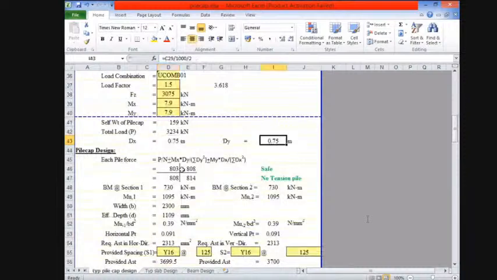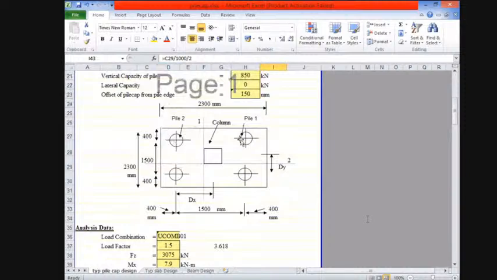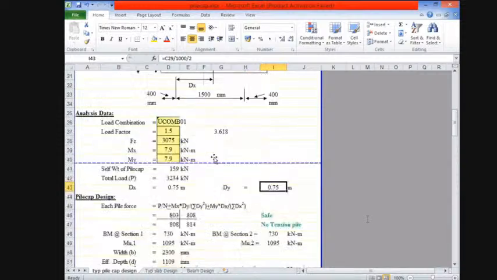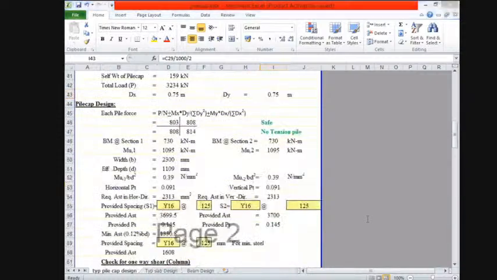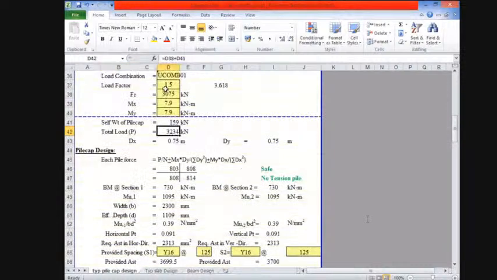Again, we are going to calculate what is the load carrying capacity required for each pile. So for each pile, how much load carrying capacity is required, we are going to check. Okay. So when you are checking here, each pile force is nothing but P by N plus or minus MX into DY divided by summation of DY squared plus or minus MY into DX by summation of DX squared. This total load is whatever the load acting from the column, the column load, plus the self weight of the pile cap.